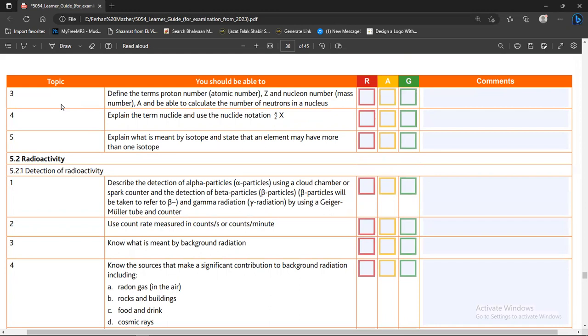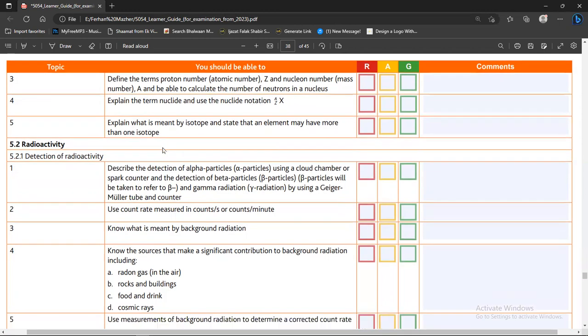Number of neutrons are the proton number minus the nucleon number minus the proton number. And explain the term nuclide and use the nuclide notation X Z A. Explain what is meant by isotope and state that an element may have more than one isotope. The definition of the isotope frequently comes in exams.